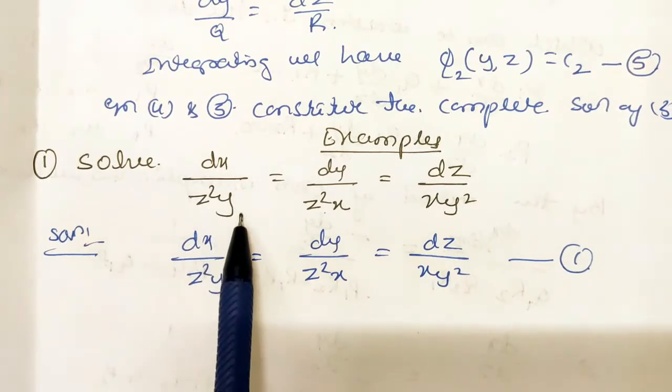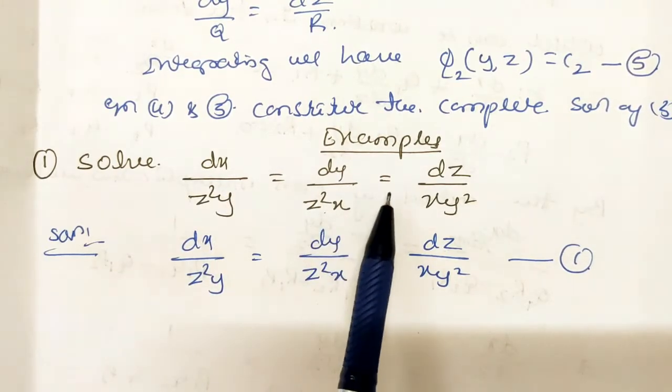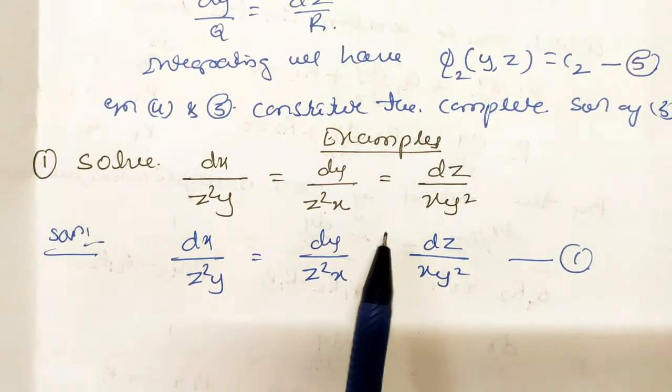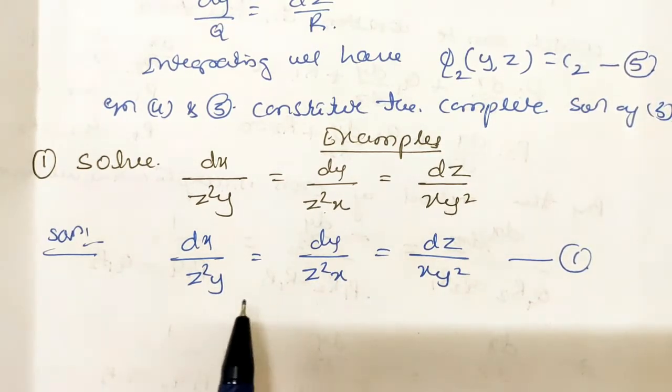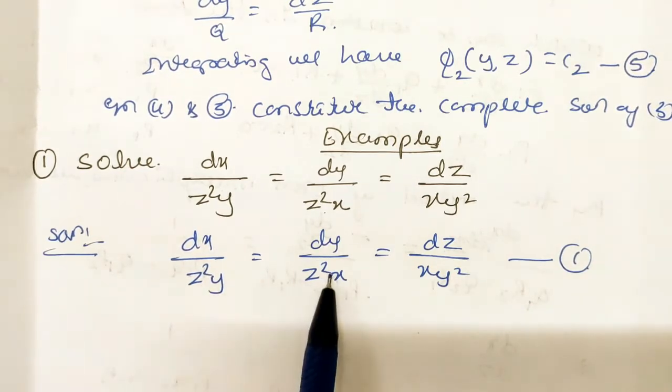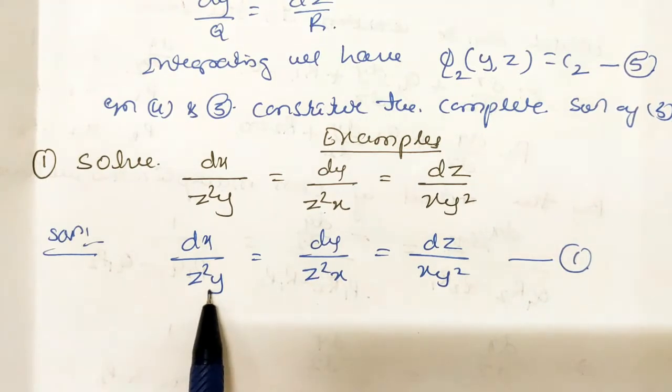Solve dx by z square y is equals to dy by z square x is equals to dz divided by xy square. So take this one as equation number 1 and let us use the method of grouping. In the method of grouping, you have to select any two terms which are easy to integrate, using the method of separating the variables. If you select the first two terms, both the denominators have the same common term, z square, which gets cancelled.